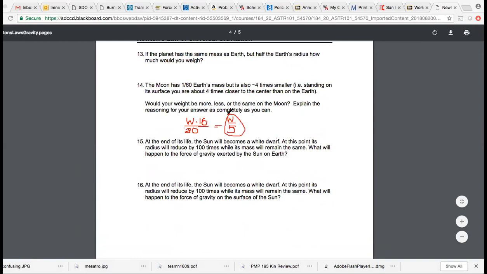Yes. And if you weigh 100 pounds there, you would be like 20 pounds. Like a 6-month-old. Okay, does that make sense? Yes, that makes sense. Okay, very good.